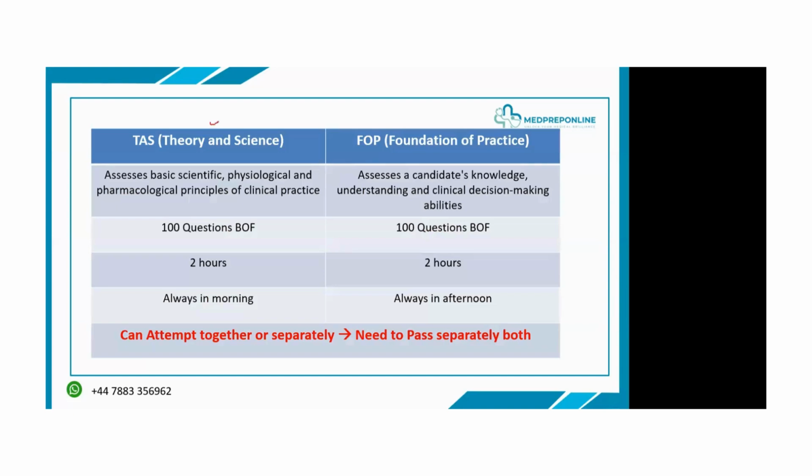So let's see what the basic difference is between these two and how we are going to achieve these TAS and FOP papers. TAS, Theory and Science, as the name is telling you, is all about the theoretical side and the science, which are the basic sciences.